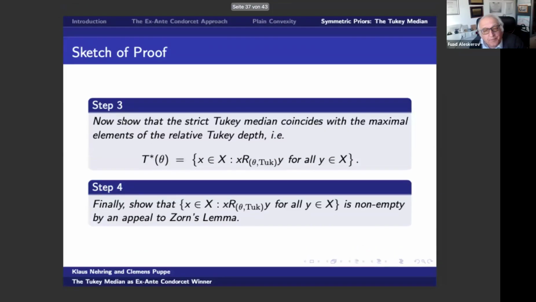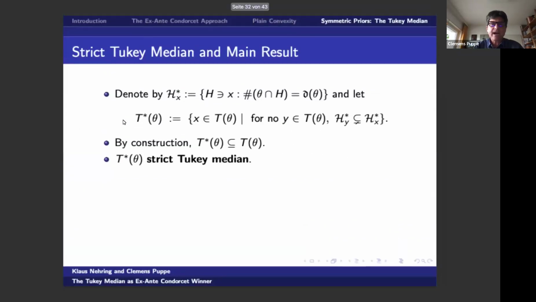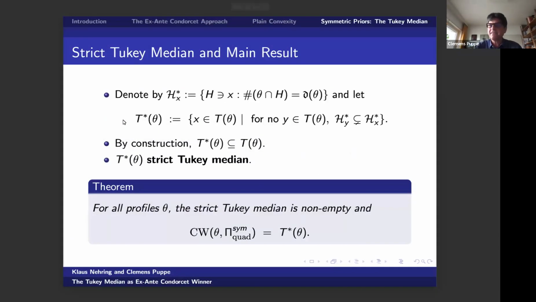Yeah. This is a beautiful concept, I must say. I learned about it only recently, to be honest. So because I'm not a statistician, I've not heard about Tukey median before. I haven't heard about it.